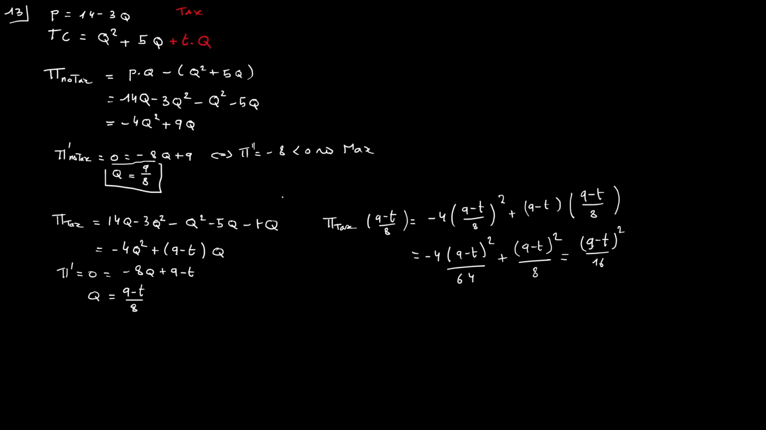Okay, so let's have a look at the total tax. What is the total amount of taxes that the government can receive? Well, it's this part: the tax per unit times the quantity sold within that economy. So we can say the total tax is just t times (9 minus t) over 8.